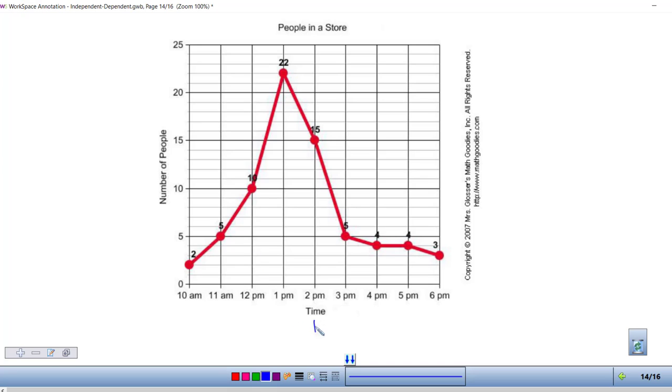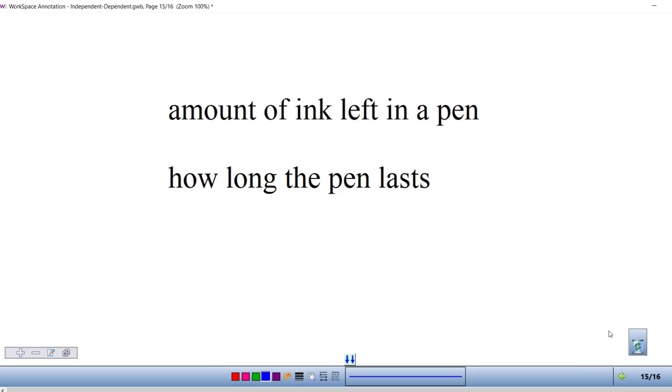Again, the x-axis is always independent, so time is independent and number of people is dependent. People depends on the time. I think I have one more. Amount of ink left in a pen and how long the pen lasts. Well, we need the ink first, and then the pen will last. How long the pen lasts depends on how much ink there is.